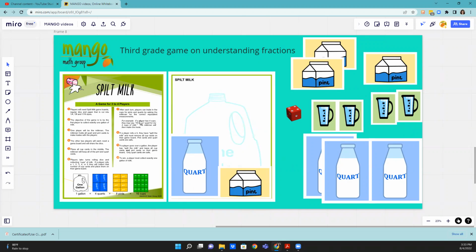So as they are playing this game, they're getting an understanding of different measuring, liquid measurements, as well as the values of each and the fractional amounts.